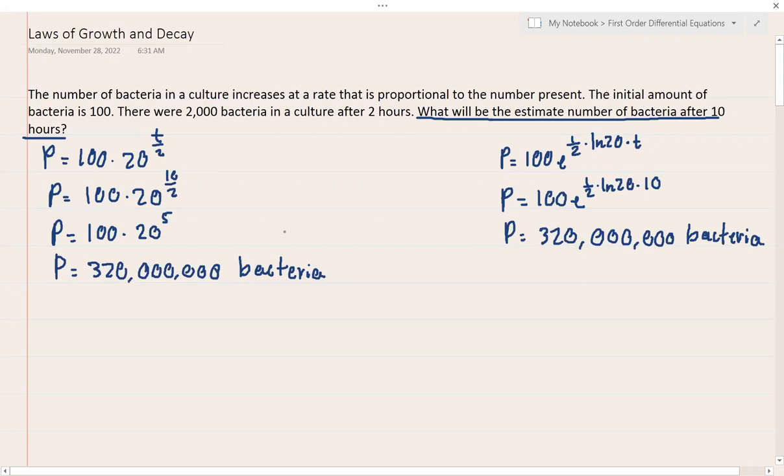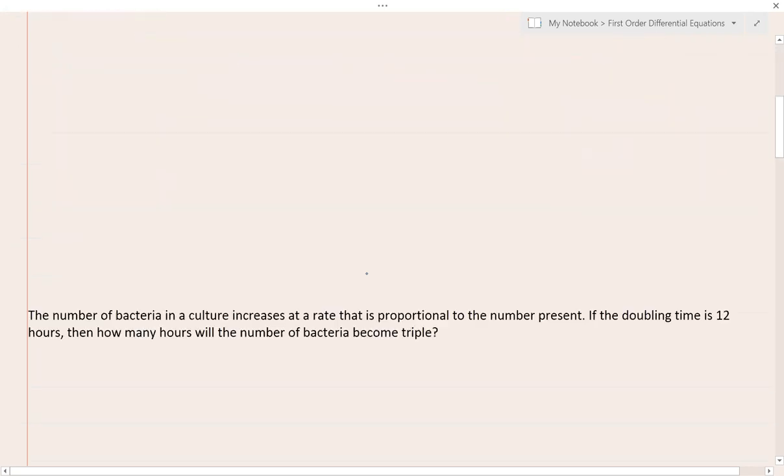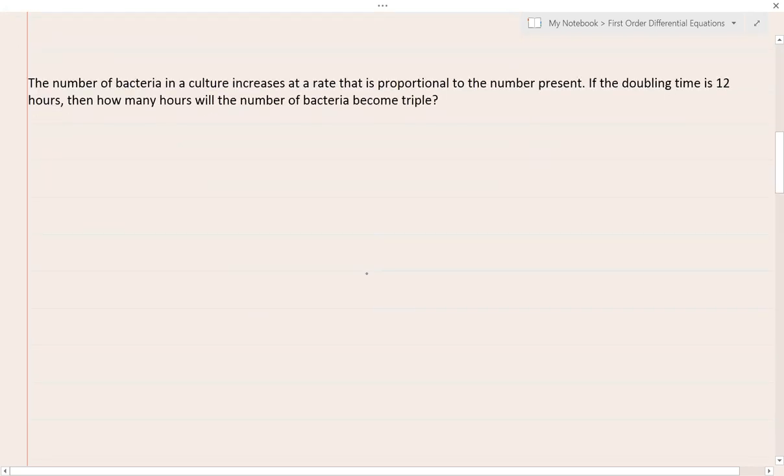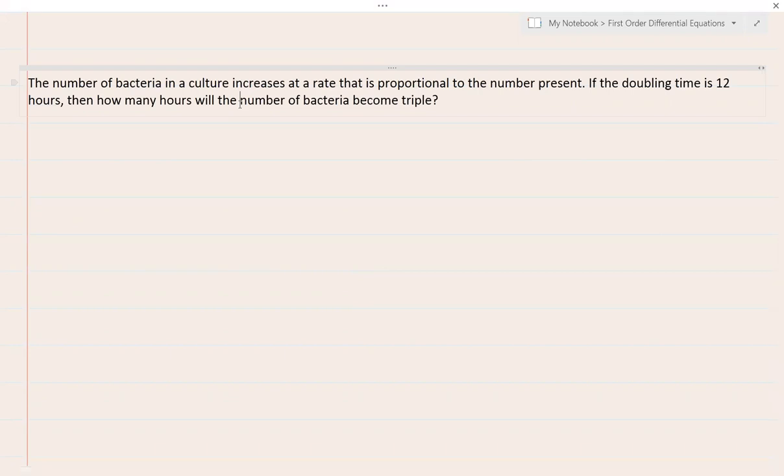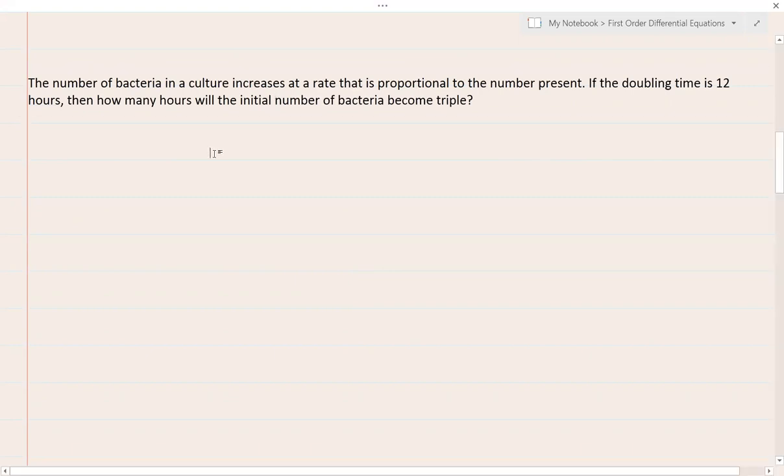But don't worry, there will be another problem pa. So let's go here sa second problem. The number of bacteria in a culture increases at the rate that is proportional to the number present. If the doubling time is 12 hours, then how many hours will be, wait lang, may mali akong sinabi rito. Wait lang. Then how many hours will the number of initial bacteria become triple? Yan, there we go. That's far better. Okay?